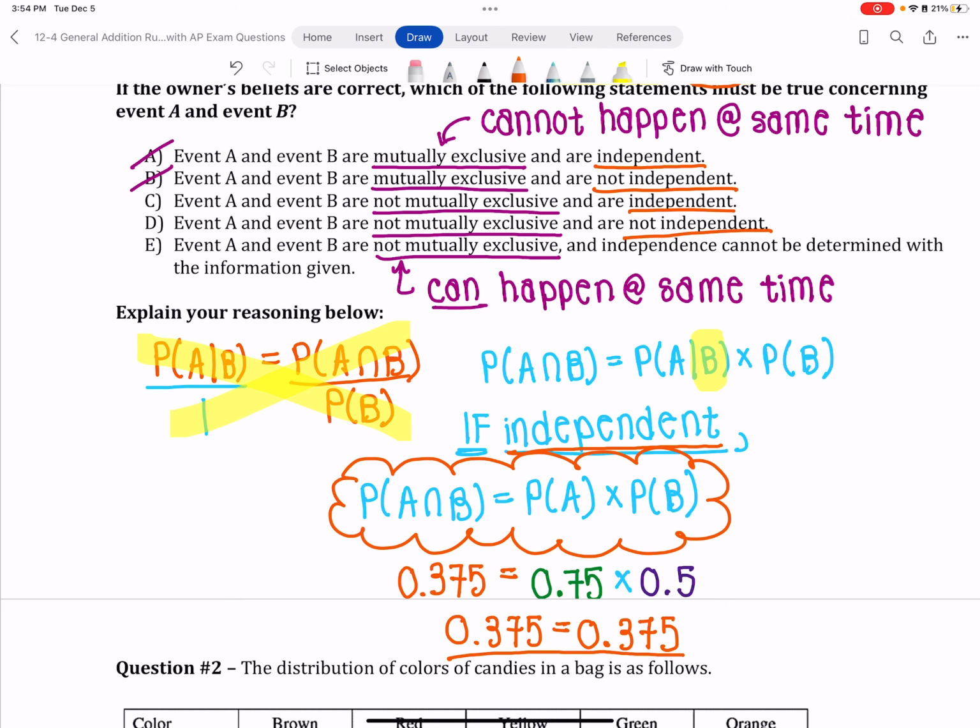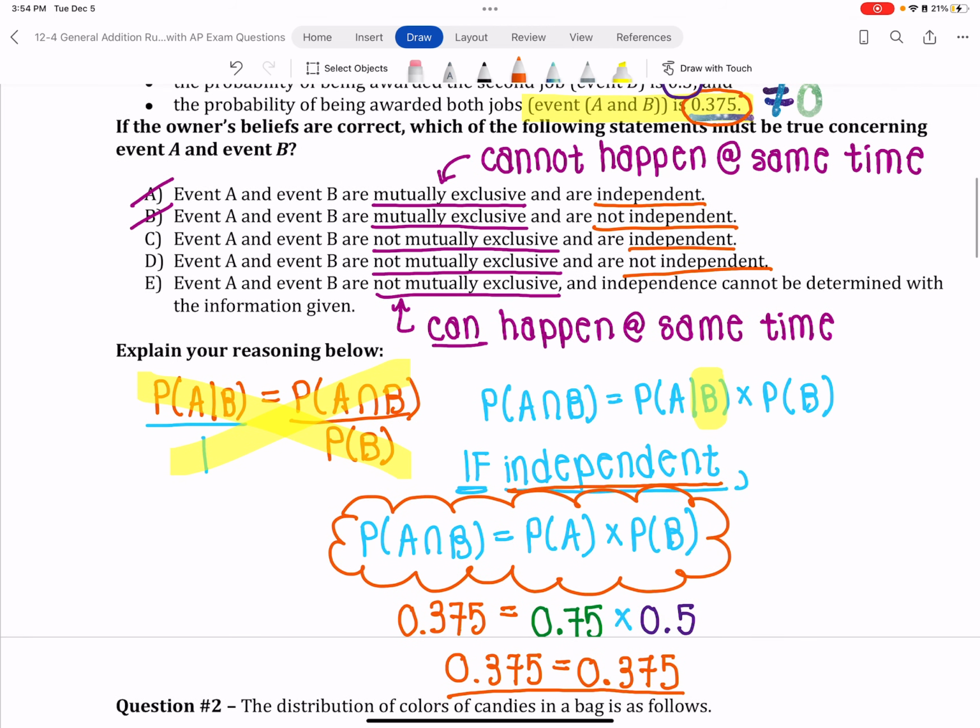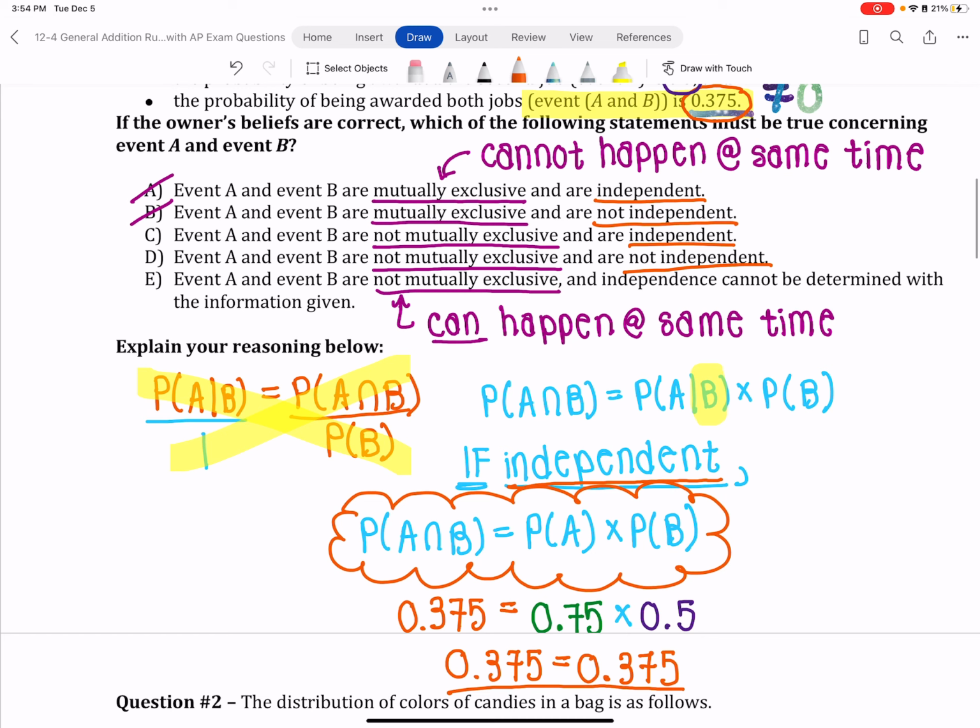So now we know that the two events, event A and B happening, are not only not mutually exclusive, but they are also independent. So event A, for instance, has no effect on event B happening.